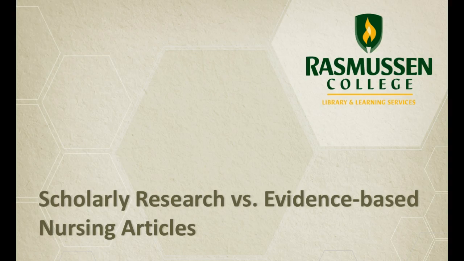This video will discuss the difference between evidence-based best practice articles and articles that report the results of original scholarly research. Scholarly research articles are considered primary sources, whereas best practice articles summarize the evidence from that original research, making it a secondary source. For more information, please watch our video, Primary versus Secondary Sources.